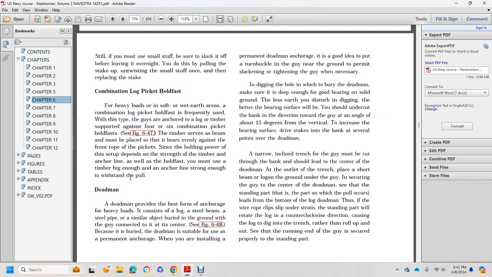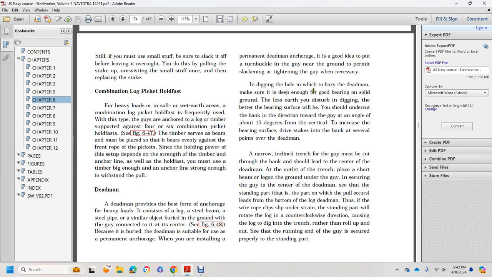The dead man provides the best form of anchor for a heavy load. It consists of a log or a beam, or a steel pipe or a similar object, buried in the ground with a guy connected to it, figure 648. The dead man is suitable as a permanent anchor. When you are installing a permanent dead man anchor, it is a good idea to use a turnbuckle on the guy near the ground to permit slackening and tightening of the guy when necessary. Dig the hole so the dead man is well buried.